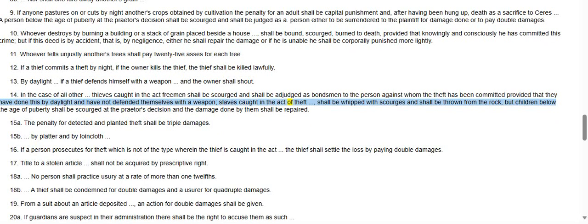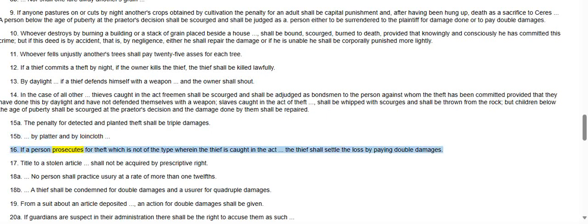Slaves caught in the act of theft shall be whipped with scourges and shall be thrown from the rock, but children below the age of puberty shall be scourged at the praetor's decision and the damage done by them shall be repaired. 15a. The penalty for detected and planted theft shall be triple damages. 15b. By platter and by loincloth.